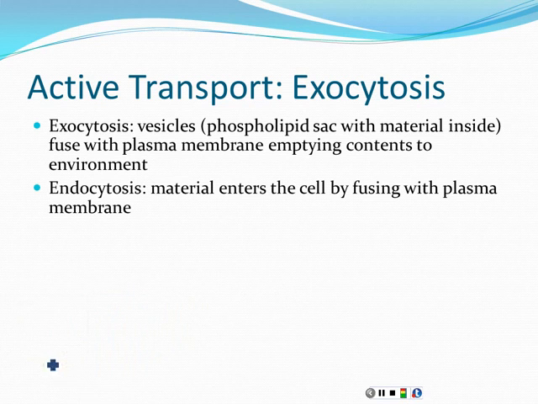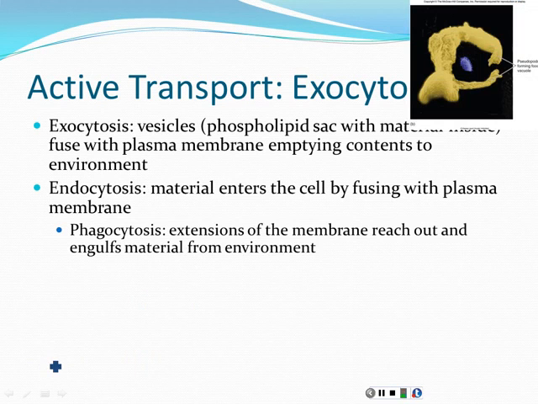Endocytosis is basically almost the same thing, but the reverse process of exocytosis. It's engulfing something. Phagocytosis is a specific type of endocytosis. This literally means cell eating. Phago means eating, cyte is cell. How it does this: it extends its plasma membrane out, encapsulates and traps the material, and then brings it into the cell itself.